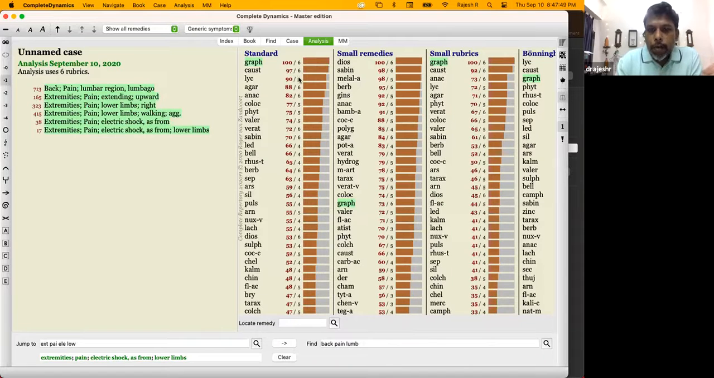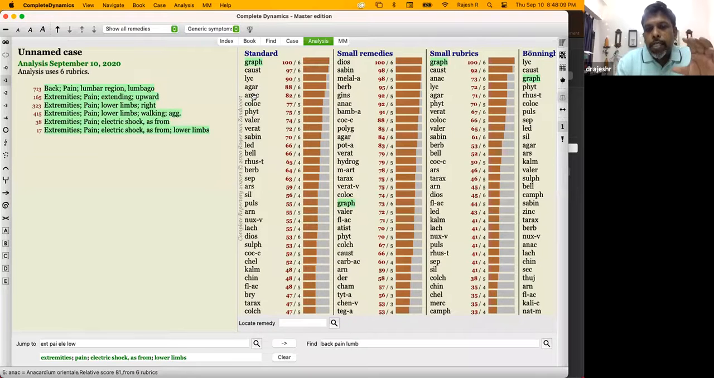Like they have almost covered all the same symptoms, and Causticum and Graphites have covered each and every symptom, actually. All six rubrics that we have taken. Even Anacardium and Agaricus have taken them. But the score difference is 82 and 100 between Graphites and Anacardium. So the gap is higher.